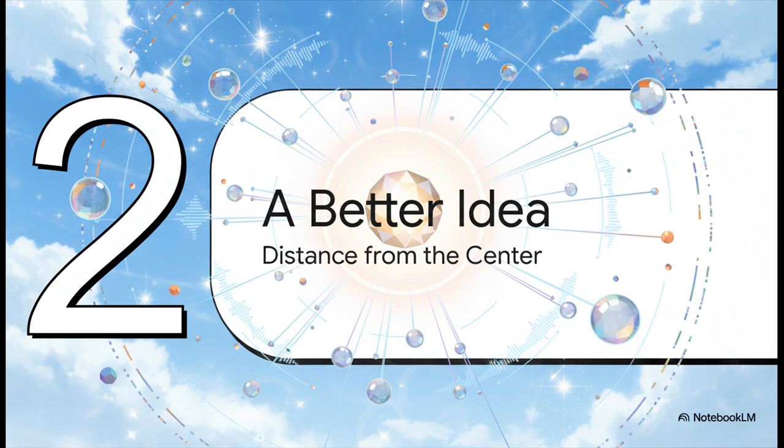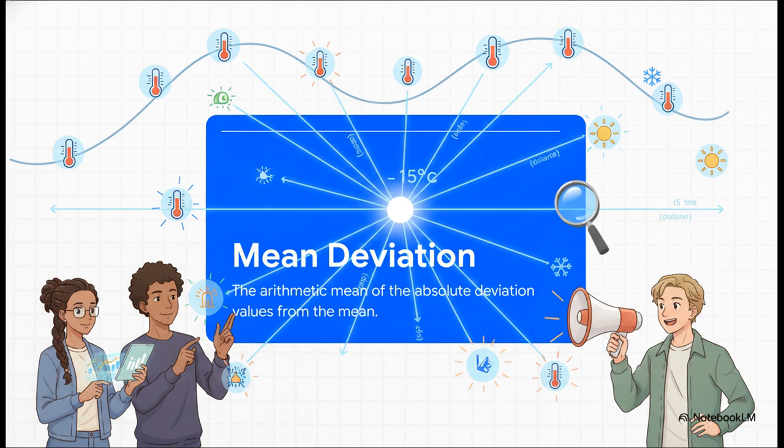So this leads us to a much, much better idea. Instead of only looking at the edges, what if we measured how far, on average, each and every data point is from the middle? This brings us to something called mean deviation. Now, the idea here is a huge step up. Instead of just the two extremes, we look at every single temperature. We figure out how far each one is from that average of 15, and then we take the average of all those distances. See? Now, every single data point gets to have its say in describing the spread.